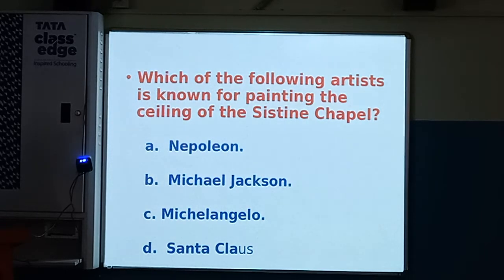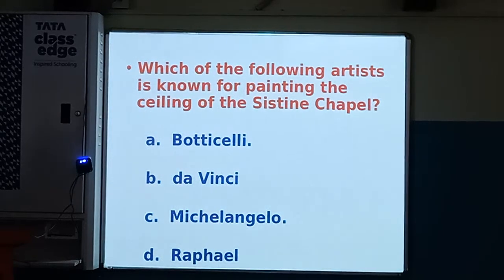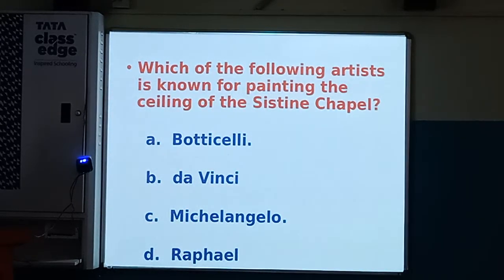The same question can be framed like this. Now look here, the 4 options that we have given are all very close to each other. Botticelli, Da Vinci, Michelangelo and Raphael, all were artists.